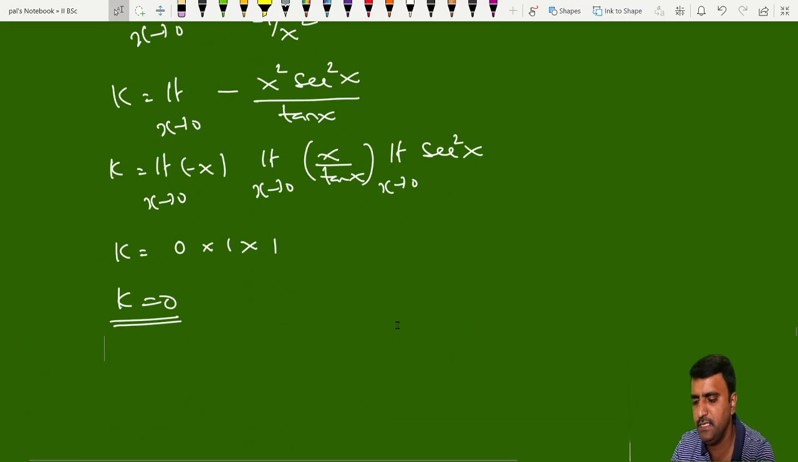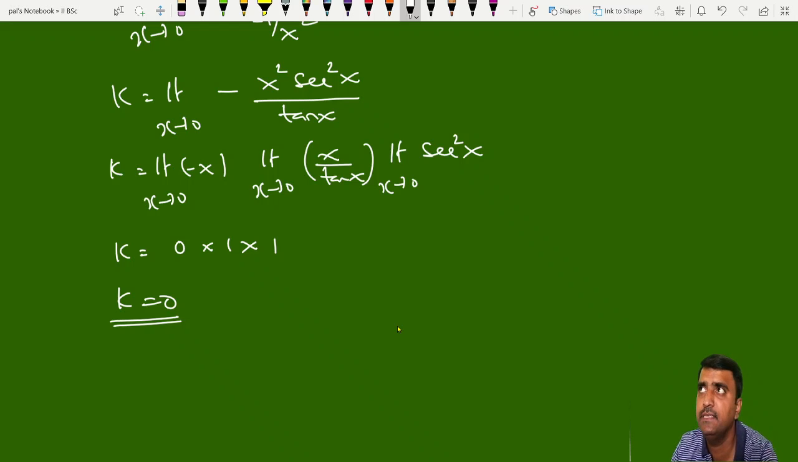Okay, if possible, you solve this limit. It is log of sin x by cot x. It's okay. I think it's enough.